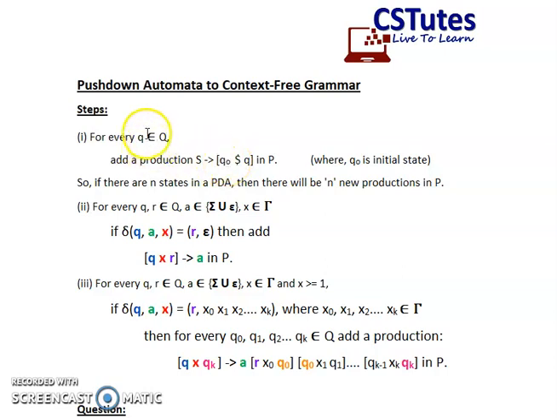That means for every state Q, suppose there are two states Q naught and Q1, then we need to add two productions where Q naught and dollar remain the same for both productions, and Q will be replaced once by Q naught and in the second by Q1. So we will have two productions of the form S tends to [Q naught, dollar, Q naught], then S tends to [Q naught, dollar, Q1].